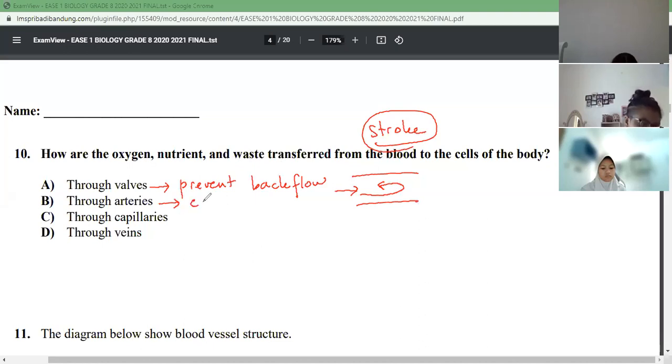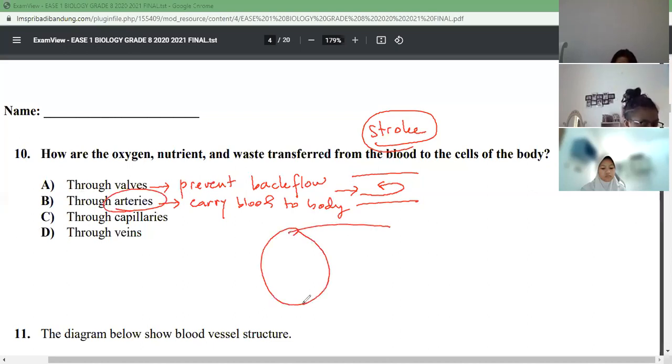Arteries carry blood to the body, right, from the heart to other parts of the body. And in the arteries, the oxygen, nutrients, waste and so on cannot go anywhere within the arteries, because if you still remember, the arteries are quite large and thick, right? This one is artery. Please access my LMS. Again, 1.3 if I'm not mistaken, about the blood vessels.